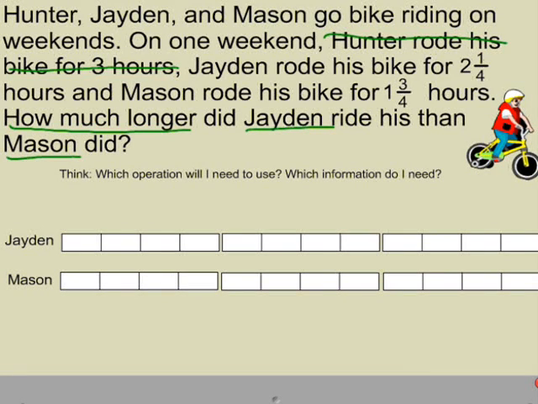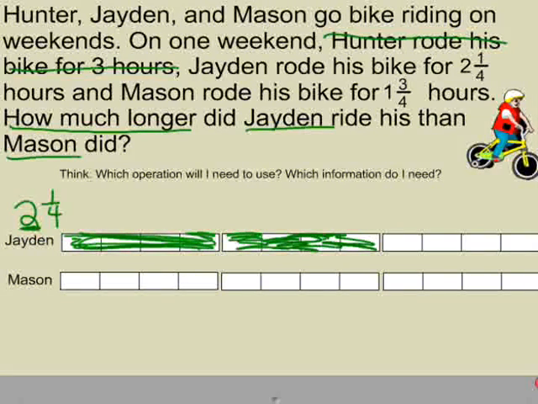So I have Jaden rode for 2 1/4 of an hour. So I have 2 wholes here on Jaden's. I need to shade in 1 whole, and I need to shade in another whole, and I need to shade in 1/4 of a remaining hour there. So I have 2 1/4. This would be 1 whole, and this would be 1 whole, and this would be my 1/4.